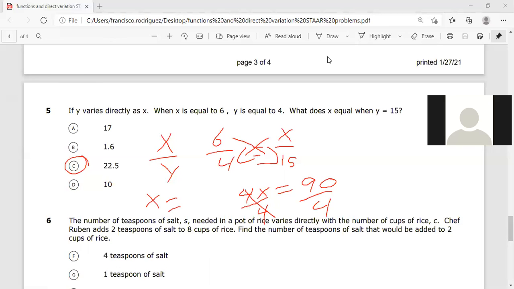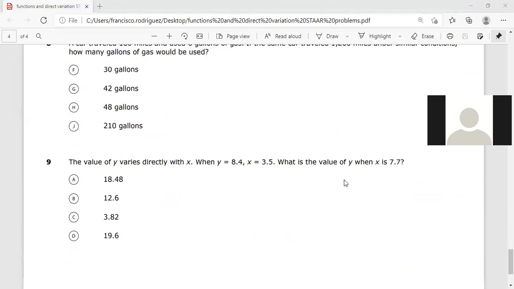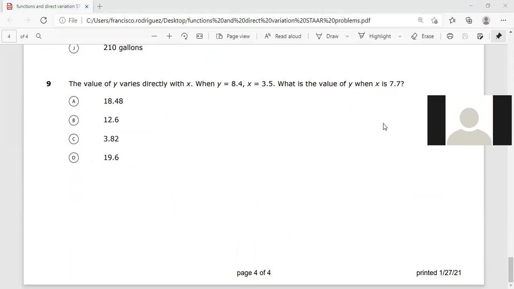Okay, so I want us to try to do number 9. Number 9 is very similar. I want you guys to set it up. Try to think of how you would set this up as a proportion. To make it easier, we can decide to do y over x or x over y. It's up to you, because if we vary directly with x, we can set it up either way. So which one do you guys prefer? Y over x or x over y?